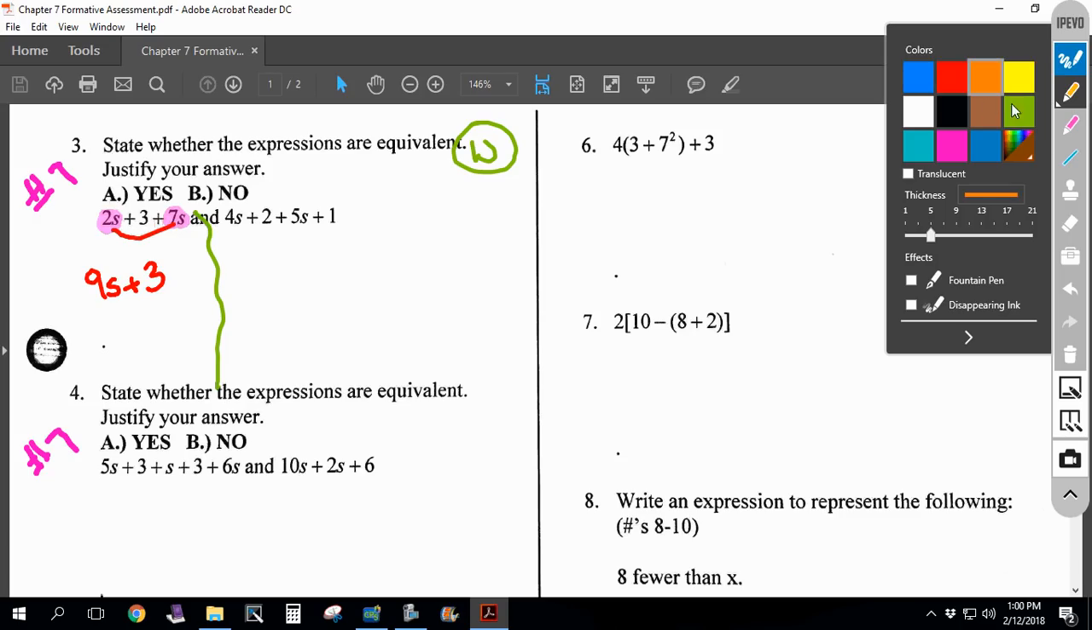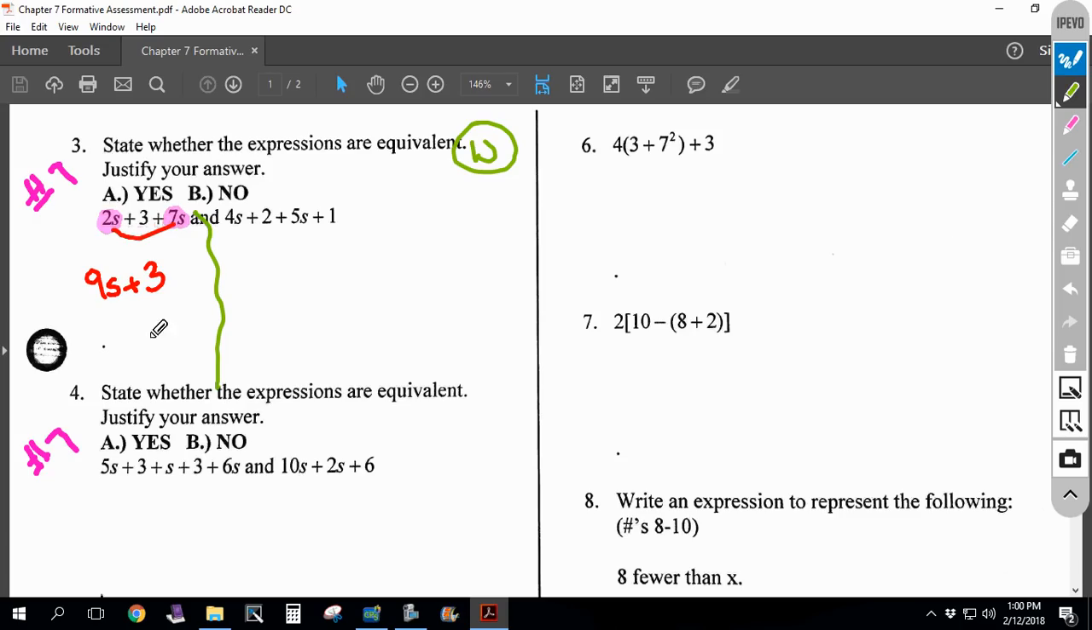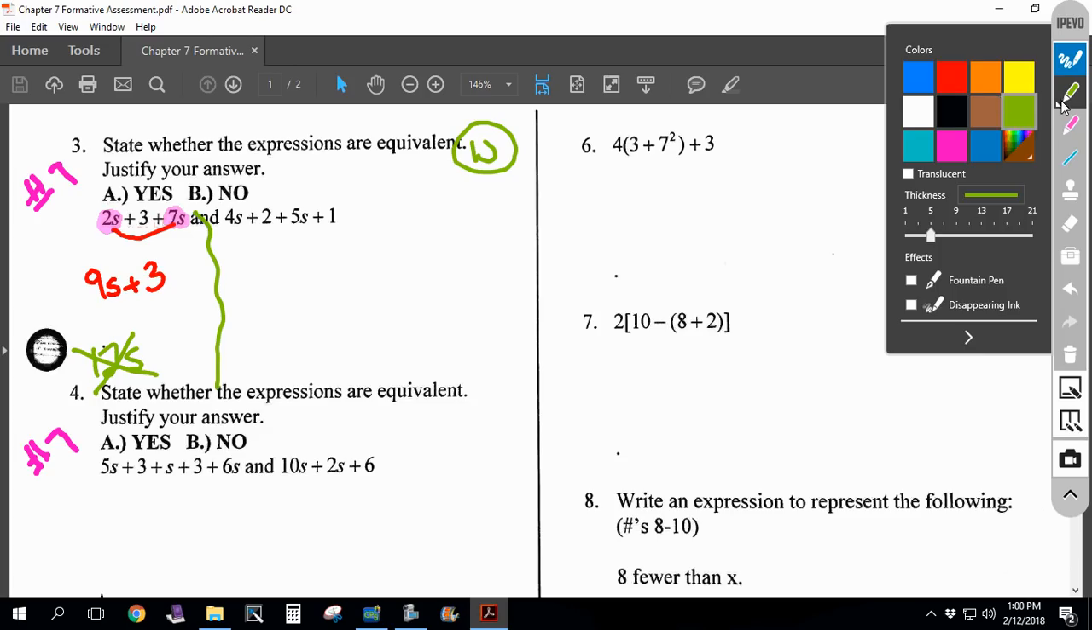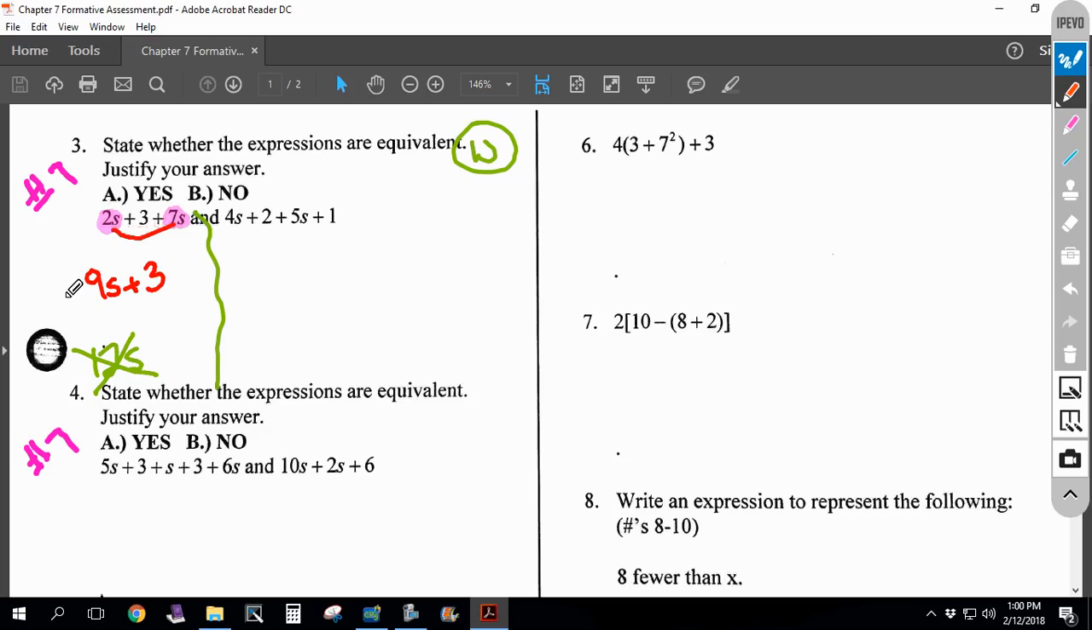Just to make sure nobody did it, I have some people still doing 9s plus 3 and then getting 12s. Just understand that is absolutely incorrect. You cannot combine this term and this term because, first of all, that would be breaking PEMDAS. You would be adding 9 and 3 before you multiply. So this is as far as you can go. That is the most simplified version of that expression. But just remember, they're both equivalent.